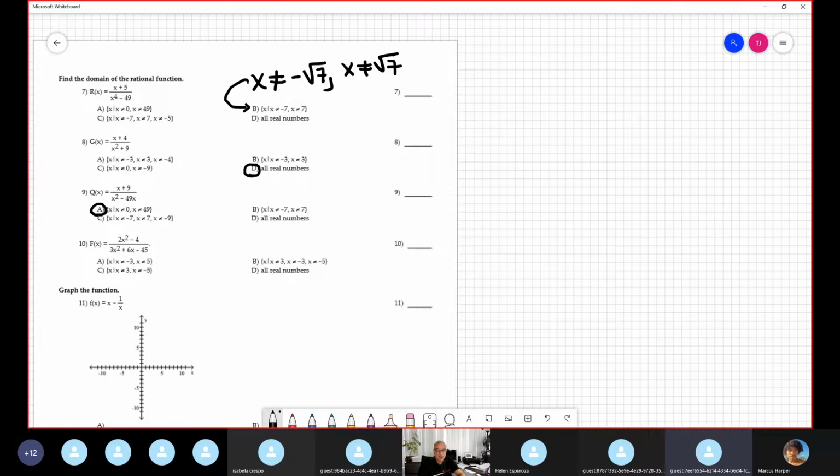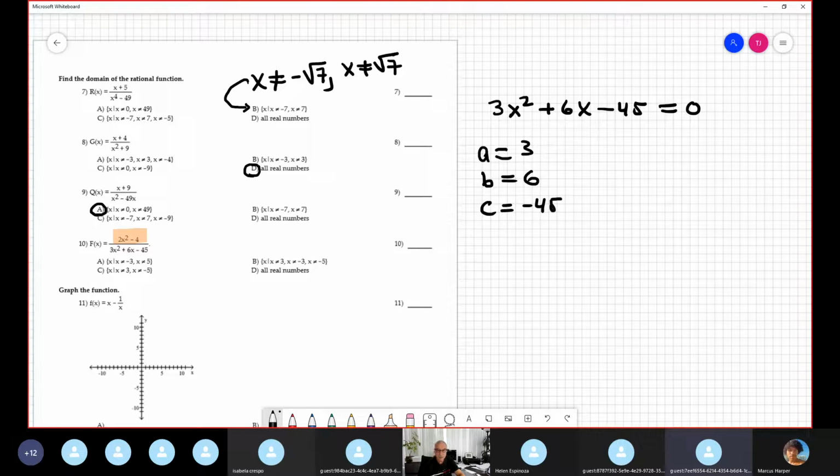Number 10 looks complicated. You remember that I don't care about the top part, it's not important. I take the polynomial in the bottom and force it to be 0. I investigate what value of x makes this equation 0. It's not easy by factorization, so let's apply the quadratic formula. A is 3, B is 6, and C is negative 45. We apply the quadratic formula for solving any quadratic equation.